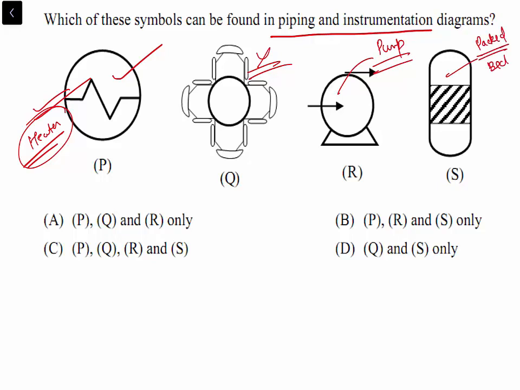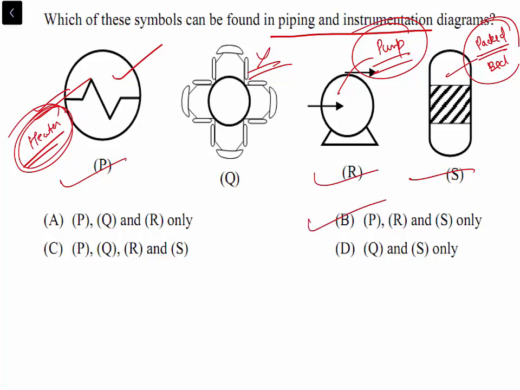So these are frequently encountered piping and instrumentation diagram symbols in the chemical technology subject also, okay. If you have seen those flow sheets, you can easily give the answer and you can get 2 marks, very easy question. So which option? P, R, S, okay. So just check where it is, option B, P, R and S, okay. Thank you.